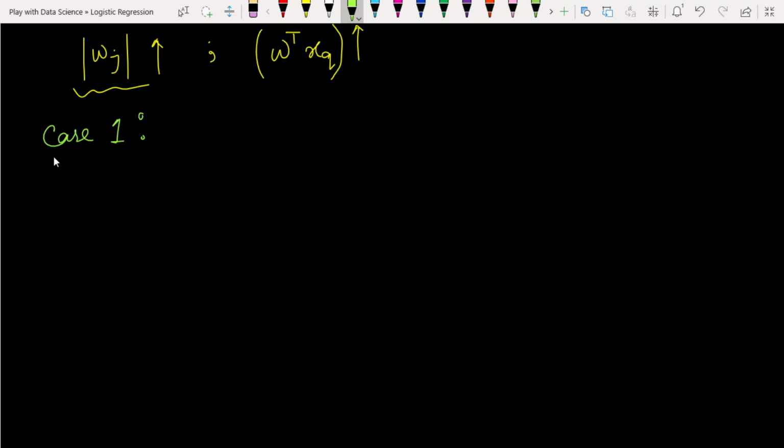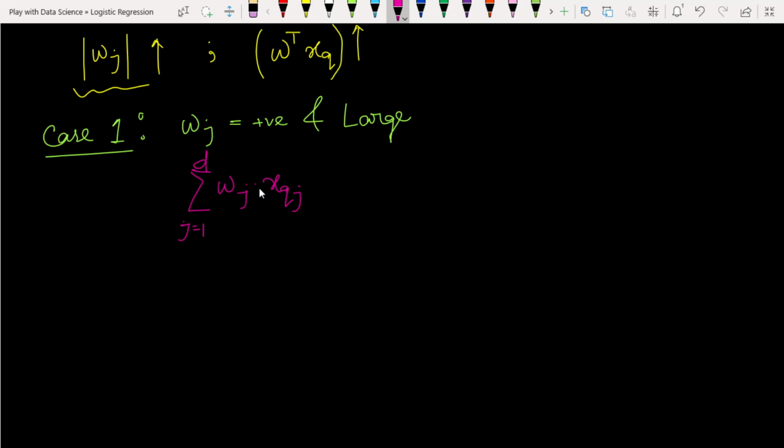Case 1 means, if Wj is positive and large, then what happens? The multiplication of Wj and the query point xqj, where j belongs to 1 to d, is simply our dot product W transpose xq. If both are positive, then this is positive and large.